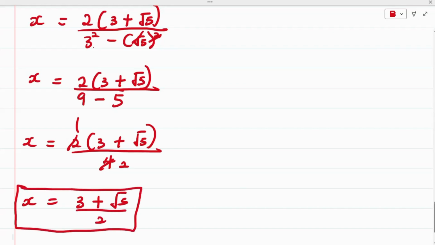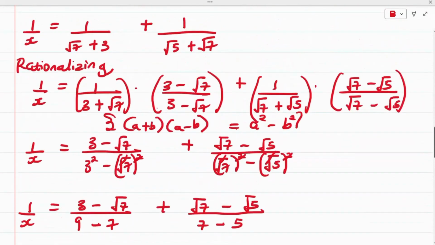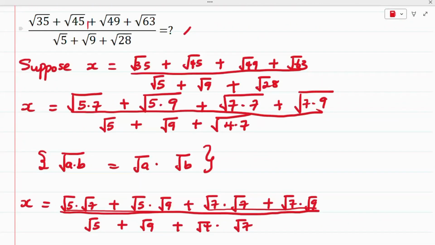So guys, we have been able to solve this square root simplification problem, and we have the final answer to be 3 plus the root of 5 divided by 2. So this is the answer.